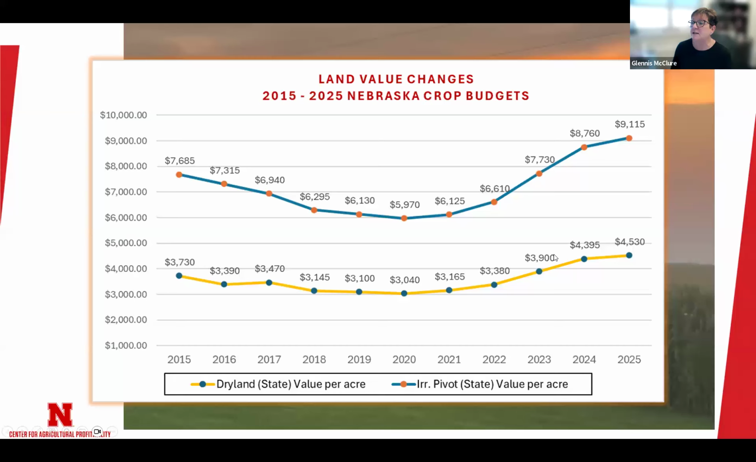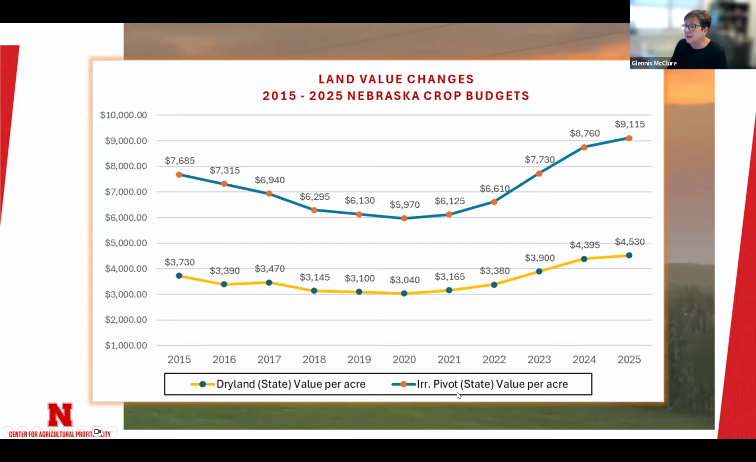Again, those are the figures. That's what we've been using in our budgets. All right. So then I look back at where we were with our land values. We had some softening back over in this period of time, and then things have gone up ever since.